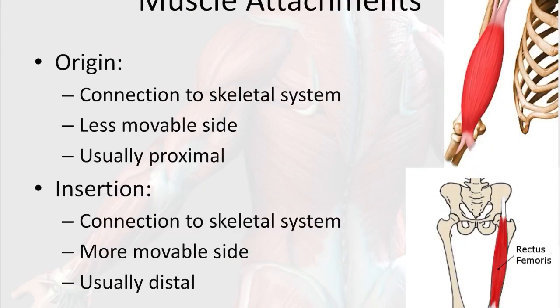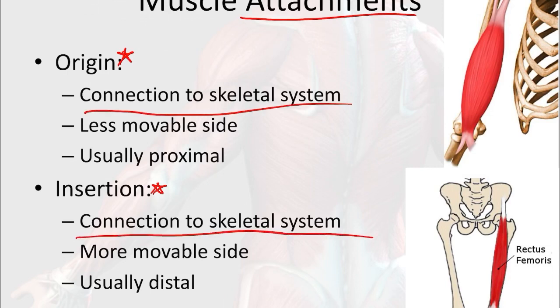Okay, so let's talk a little bit about muscle attachments. How do muscles attach to bone? There are 2 different versions of attachments. So the overall thing is attachments, but then underneath attachments, there are 2 options. It can either be the origin, or it can be the insertion. They're both connections to the skeletal system, right? But the origin is typically the less movable side, and the insertion is the more movable side. And the origin is typically proximal, or closer to the axial skeleton, whereas the insertion is typically distal.